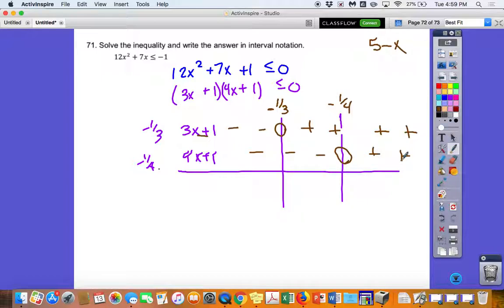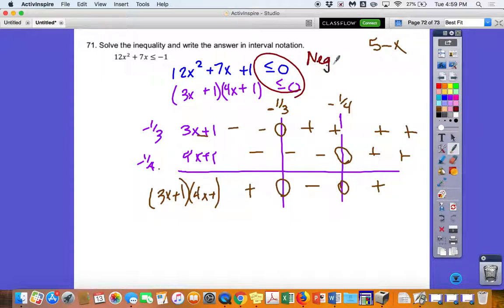And remember, we're just thinking about, okay, what is the product? 3x plus 1 times 4x plus 1. Well, if you do the product, negative times negative is a positive. 0 times anything is 0. Positive times negative is negative. Positive times 0 is 0. Positive times positive, positive. According to the problem, it wanted less than 0. That is negatives. So you go down there and you find all your little negatives. Negatives right here. We want to define this interval.